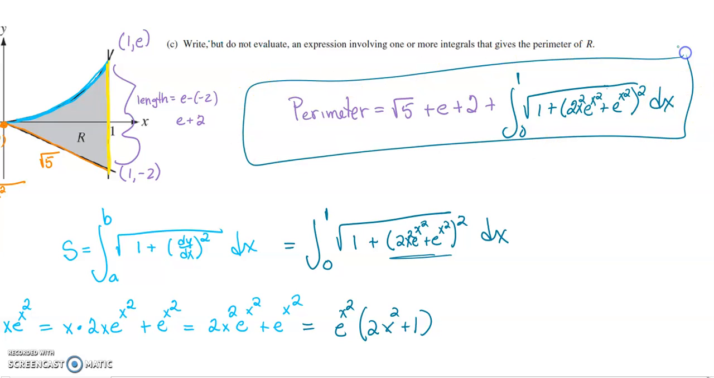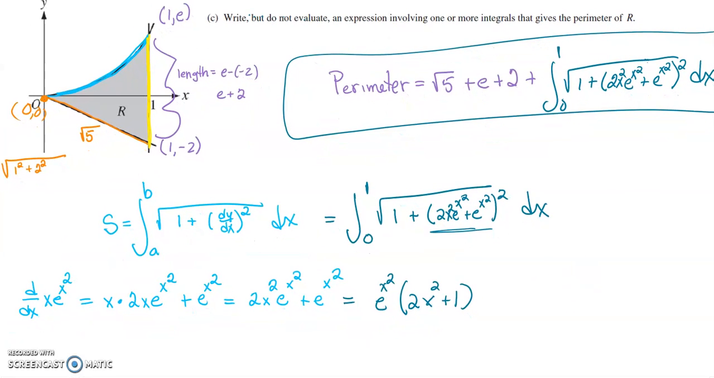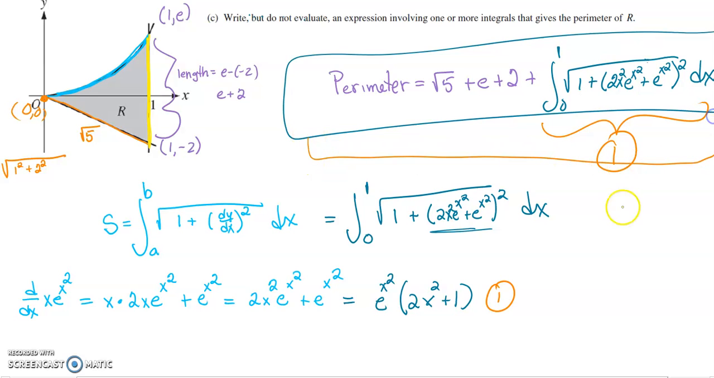This is my answer. So where do your points come from? Getting this derivative gives me 1 point. This entire integral here gives me another point. And then the total answer, that perimeter, gives me my 3rd point.